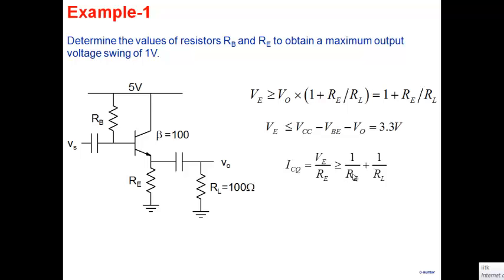In this case, I chose RE equal to 2 RL, which is 200 ohms. VE becomes, according to the first equation, 3.1, and the limit is 3.3. I chose VE equal to 3.1, and then it gives me ICQ equal to 15.5.